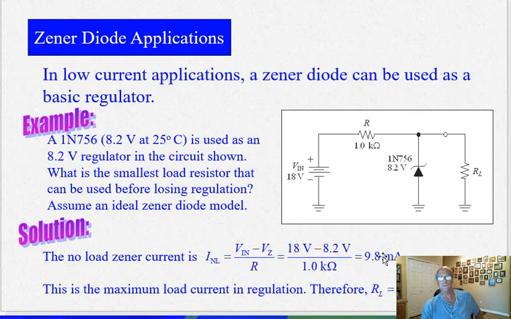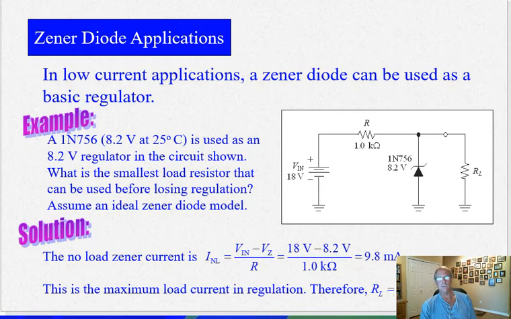Now, all Zeners have a current that they operate at, all right, where the knee starts to happen, right? So this one, they're running it at 9.8 milliamps. That's 18 volts minus 8.2 volts divided by 1K right here, all right? Now, they put a load on here, and use this as a voltage regulator. This is not real common because you can't get a whole lot of current out of this thing, all right, before you start to starve the Zener.